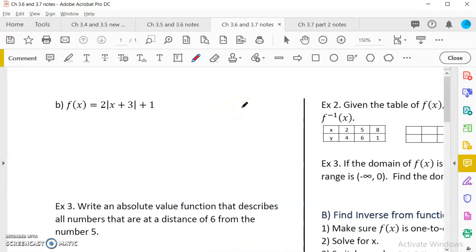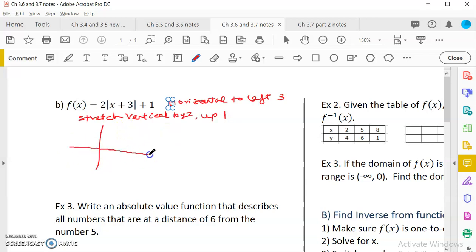And then there is another one I want to graph. This is f of x equals 2 times absolute value of x plus 3, plus 1. Let's look at the inside first. Inside is horizontal, and luckily we only have one horizontal shift. It is a plus 3, so left by 3, right? And then we have vertical: a stretch vertically by 2, so it stretches up more, and then up 1.